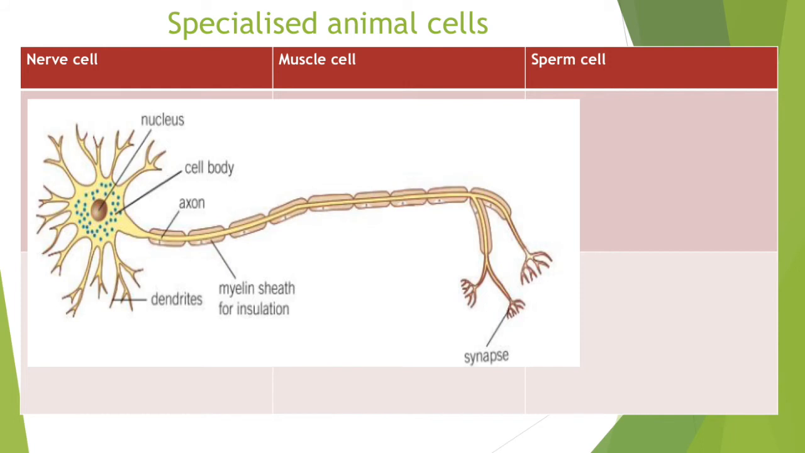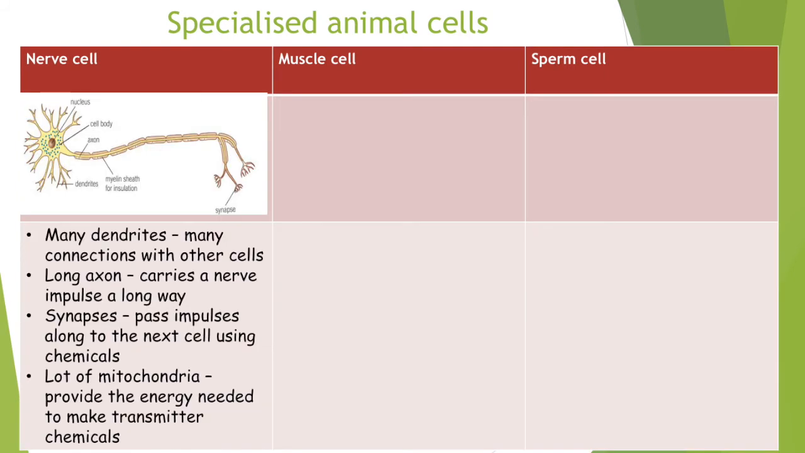Firstly, let's look at animal cells. Here is an example of a nerve cell. You may have seen this in your Key Stage 3 topics, but you won't have looked at this in detail. You will be expected to know the labels on this cell, and you'll also be expected to know how it's adapted for its function. So the job of a nerve cell is to send impulses from one area of the body to another. Here are the adaptations.